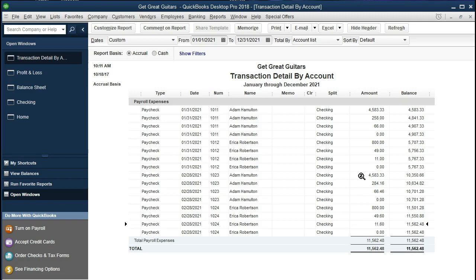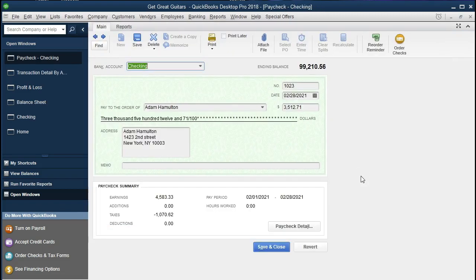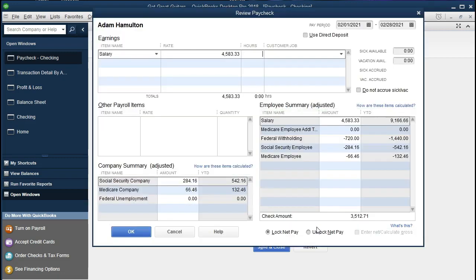If we double click on any of these, we see the check and we see the check amount. This is the gross pay, not the amount that the check was written for, not the net amount of the check. If we want to see the detail, then we see that the difference, of course, is the employee portion of Social Security, Medicare, and their federal income taxes.